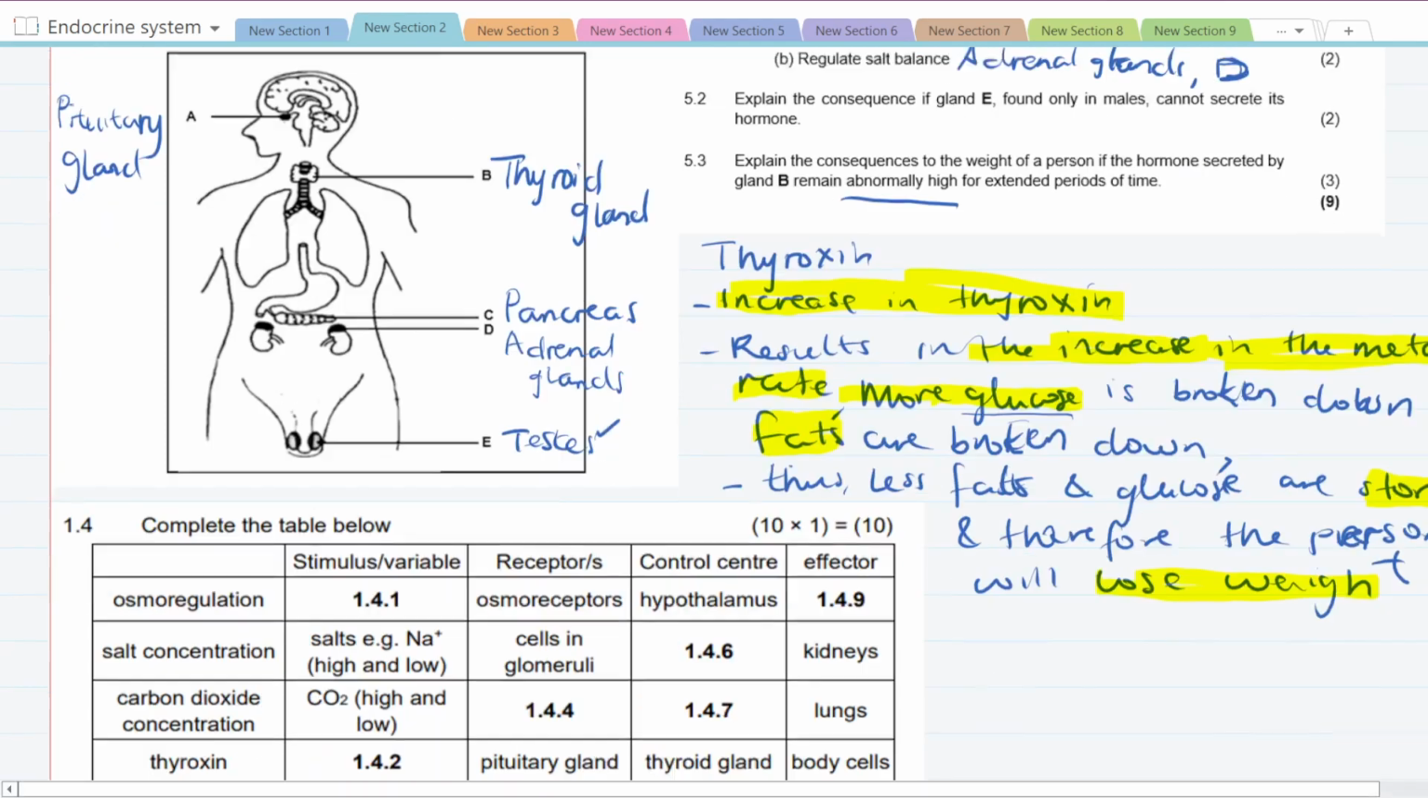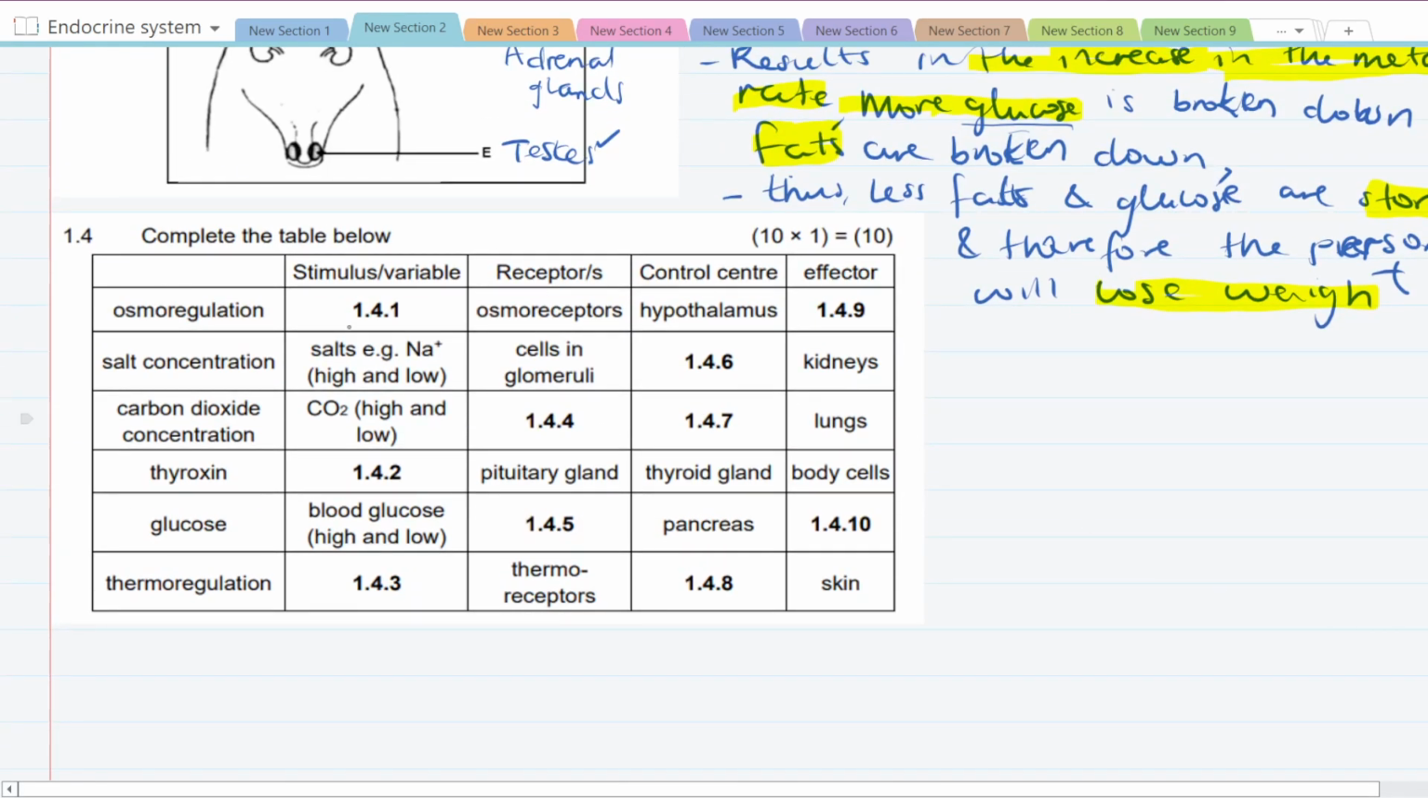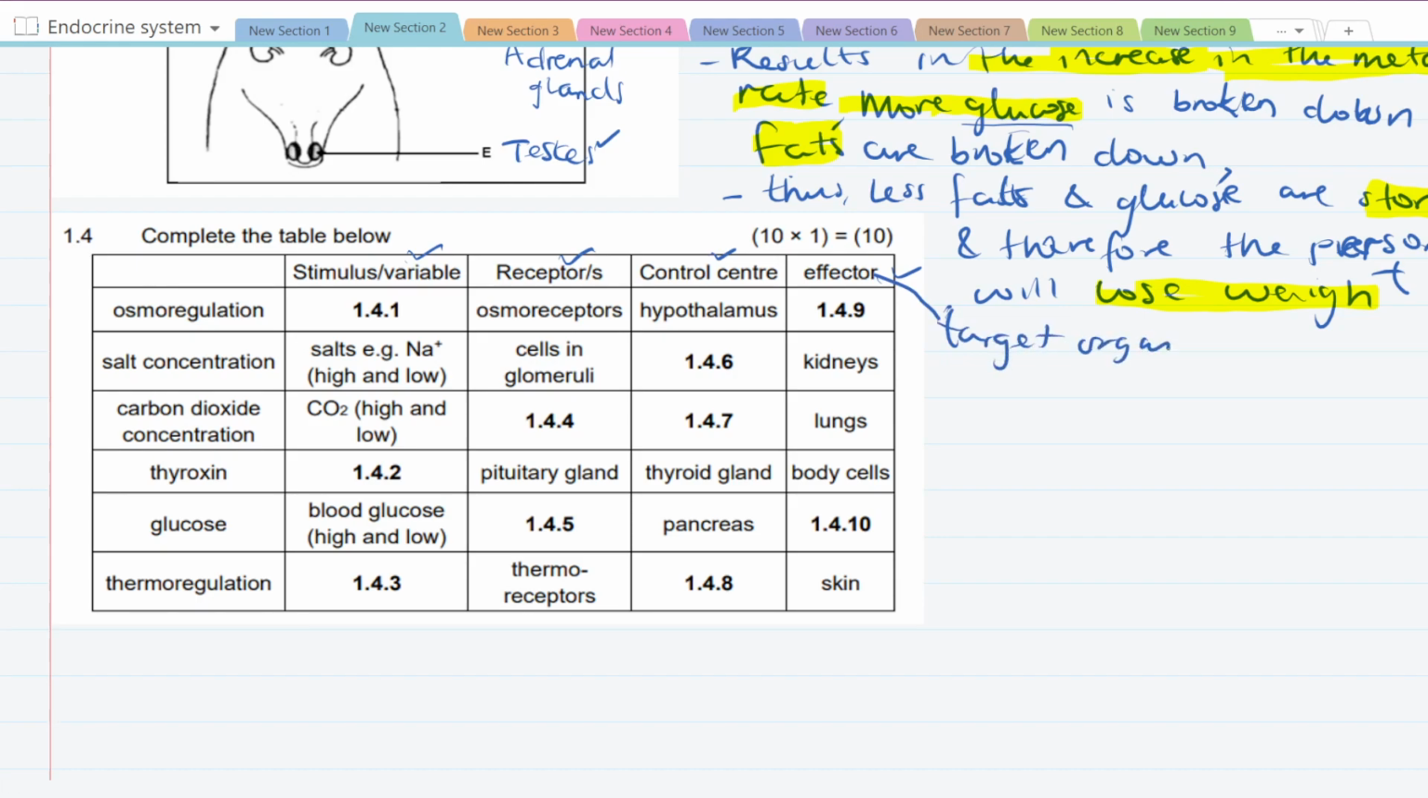So moving on to another one, here is also an overview that is talking about the endocrine system. Now we are going to look at the stimulus, the receptors, control center, as well as the effector. Now, yes, I know this looks similar to the nervous system, but the effector now we refer to as your target organ. This is your target organ, right?